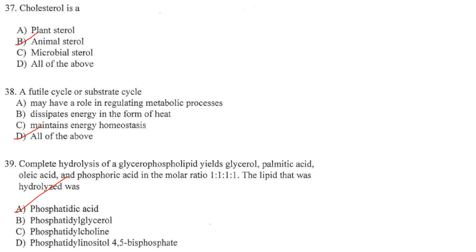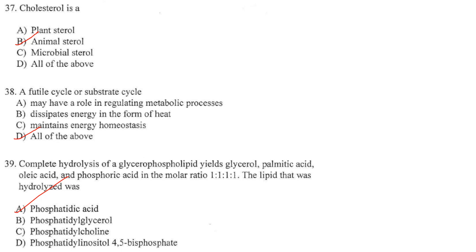A futile cycle or substrate cycle. A futile cycle occurs when two metabolic pathways run simultaneously in opposite directions and have no overall effect other than to dissipate energy in the form of heat. That is called a futile cycle or substrate cycle. Now even if they dissipate energy in the form of heat, they have roles in regulating various metabolic processes and also in maintaining homeostasis.